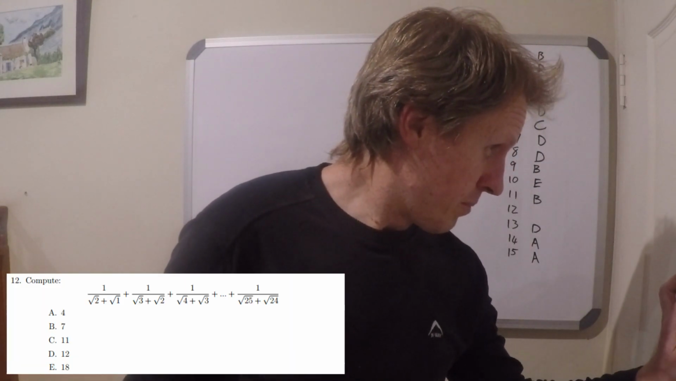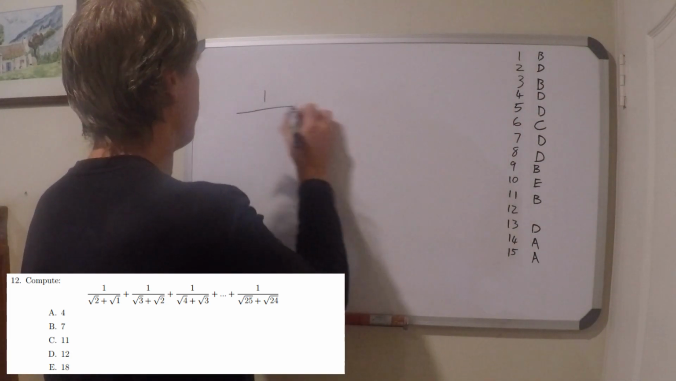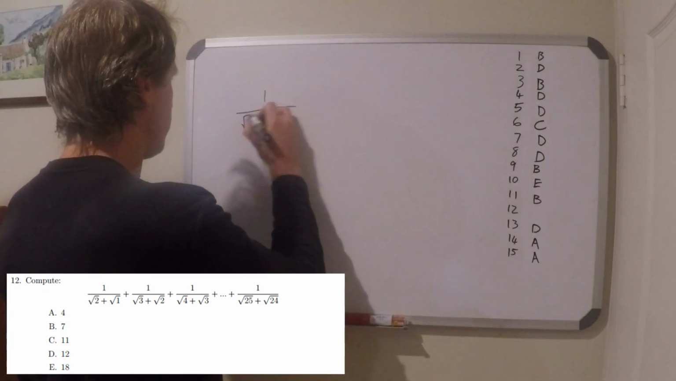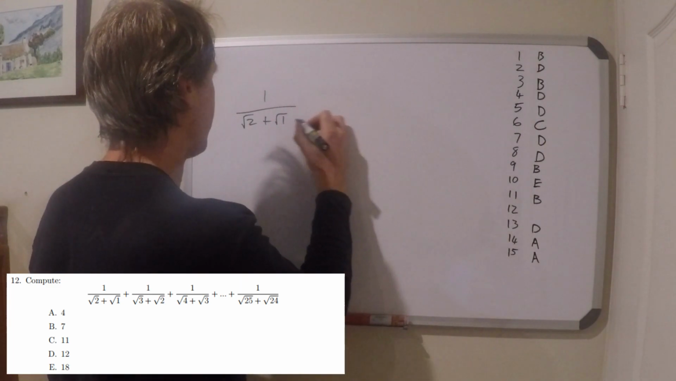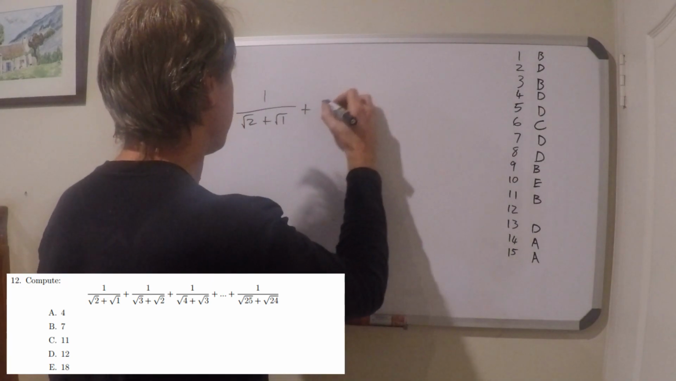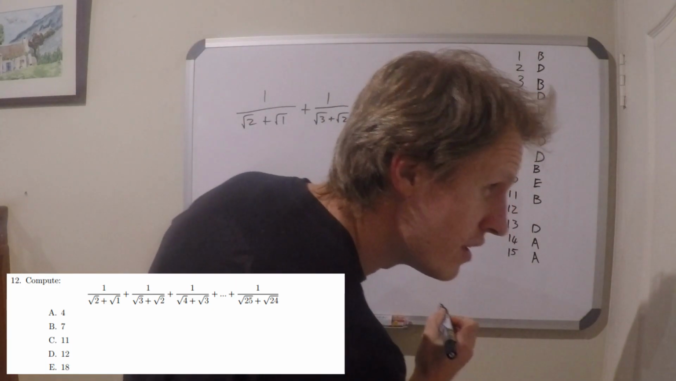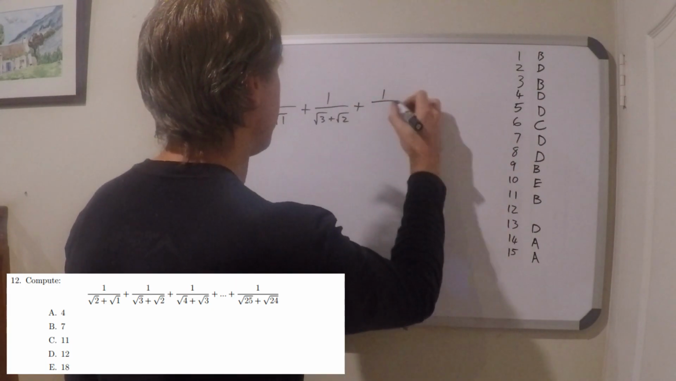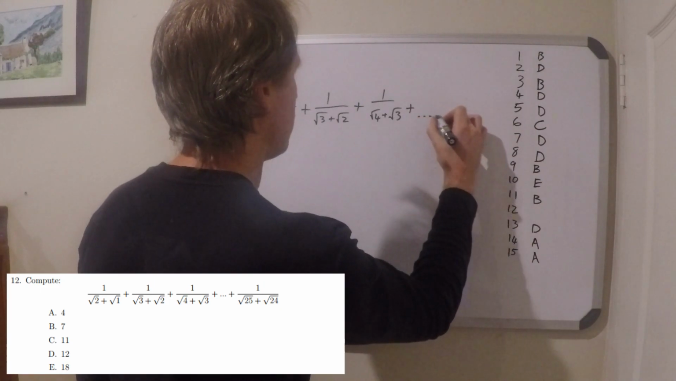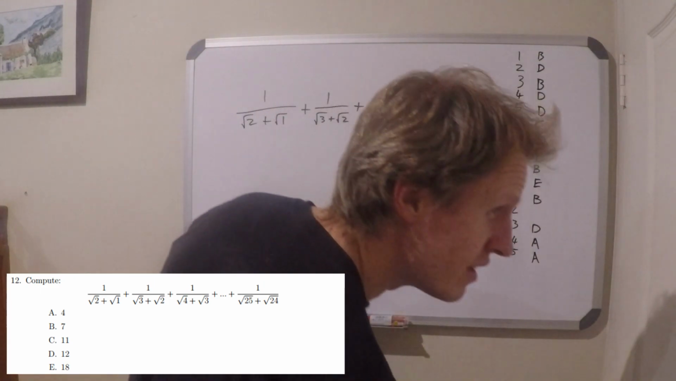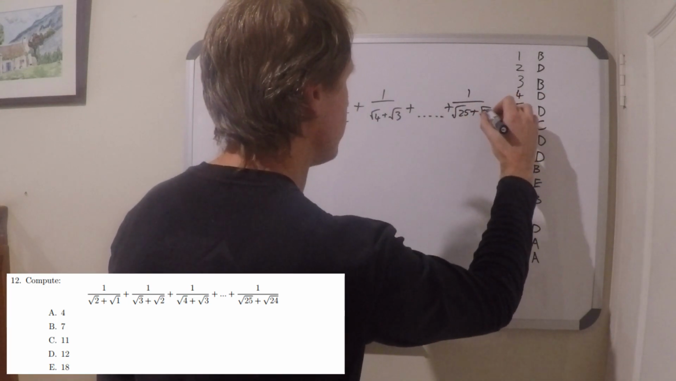Okay, so it says compute, and then there's a sum. I'm just going to write it down. 1 over root 2 plus root 1, plus 1 over root 3 plus root 2, plus 1 over root 4 plus root 3, plus 1 over root 25 plus root 24.